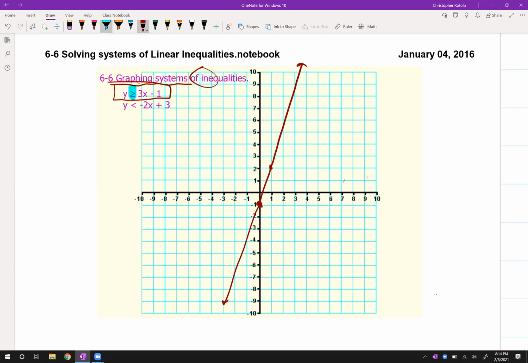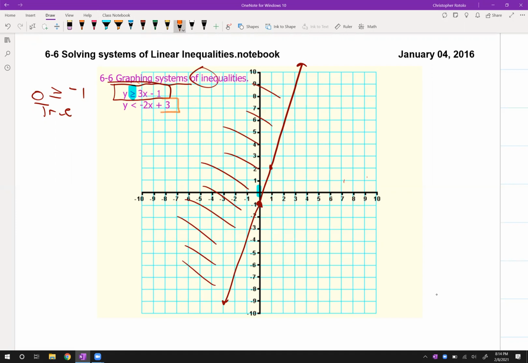There we go. We're going to test. Where do we always test? 0, 0 if we can, because that means 0 is compared to being greater than or equal to -1. Is 0 greater than -1? That's true. And if that's true, I'm going to shade on the true side, which happens to be the left or the top, depending on which way your brain works.